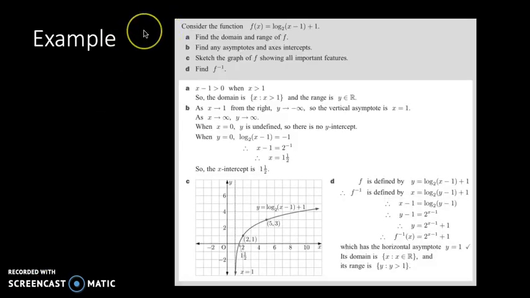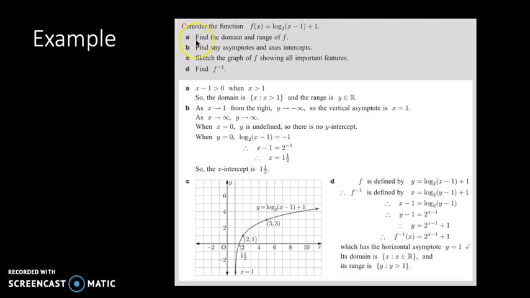And here we have a quick example of a question you might be asked in terms of graphs of exponents and logarithms, which asks you to consider the function f of x equals log base 2 of (x minus 1) plus 1.